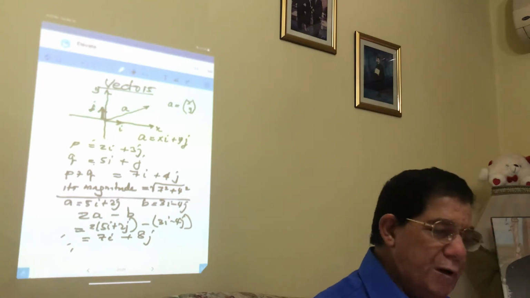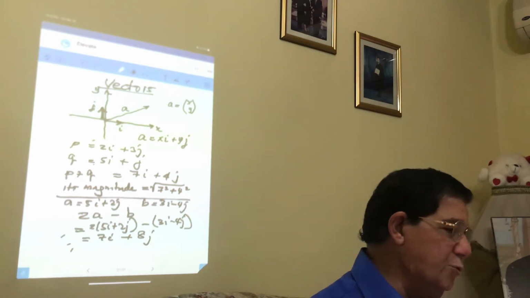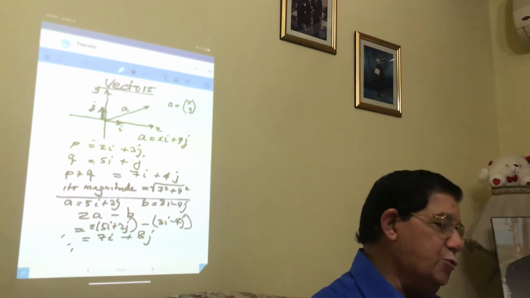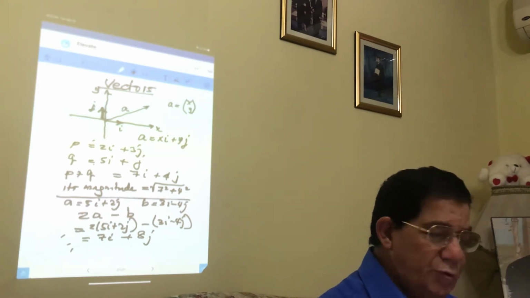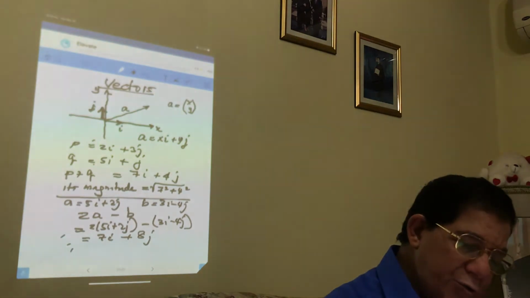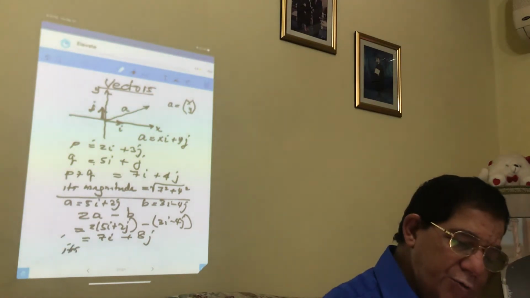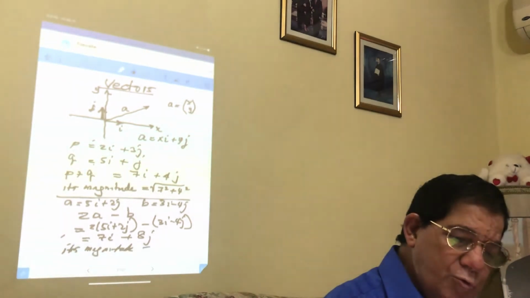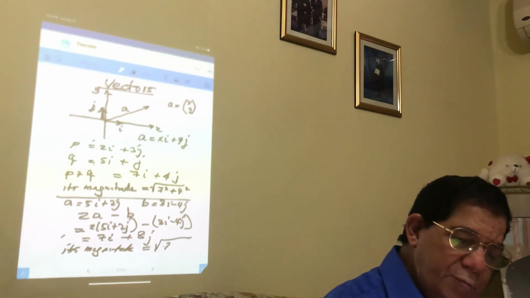Therefore, very simply, we can work with vectors in terms of i and j. And if we want to get the magnitude of any vector, we just get what is its magnitude. Its magnitude, we say the square root of 7 squared plus 8 squared.